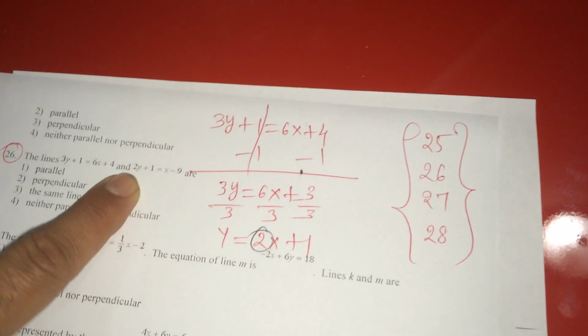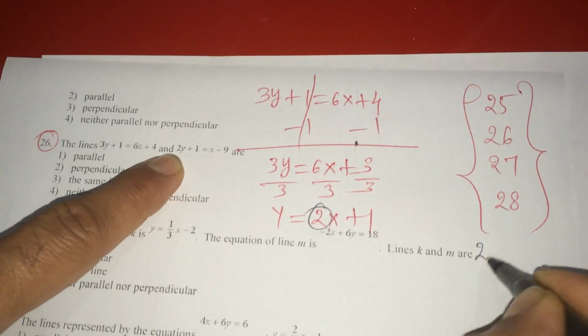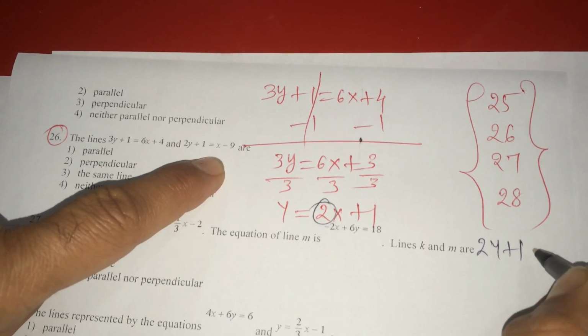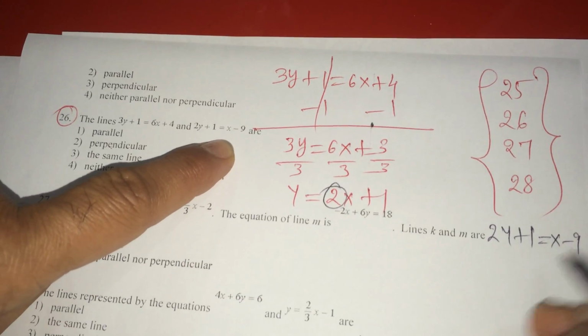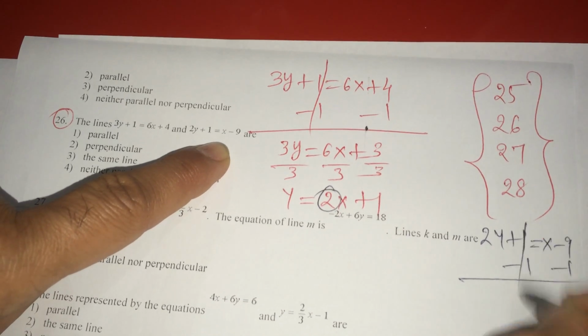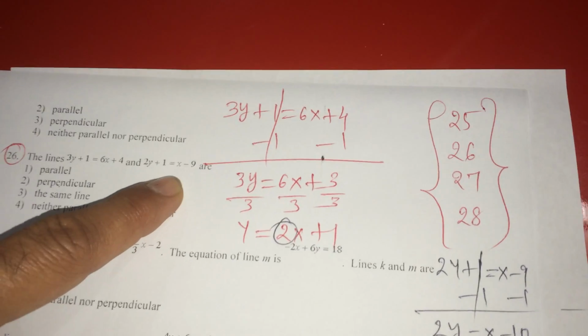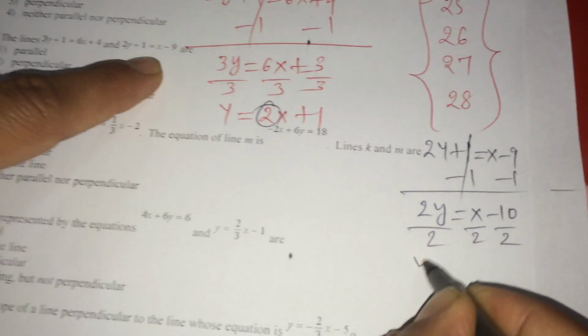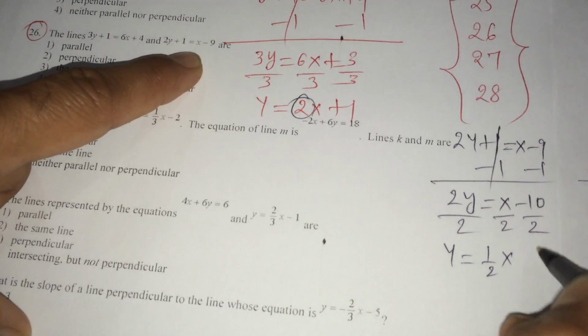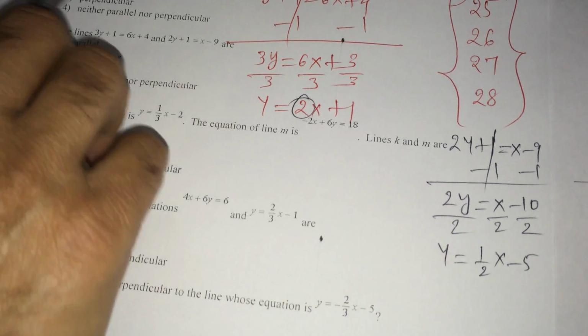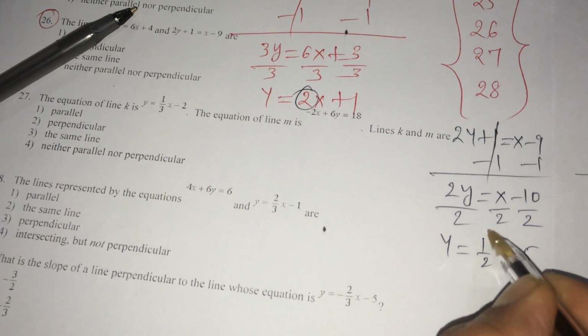I got the slope of the first line is 2. In the same model, let me take the second equation, 2y plus 1 is equal to x take away 9. I don't want 1 here, so I subtracted. So 2y is x minus 10. And then I divide by 2 on both sides. Then I get y is equal to 1/2 x minus 5. So the slope of the second line is 1/2.